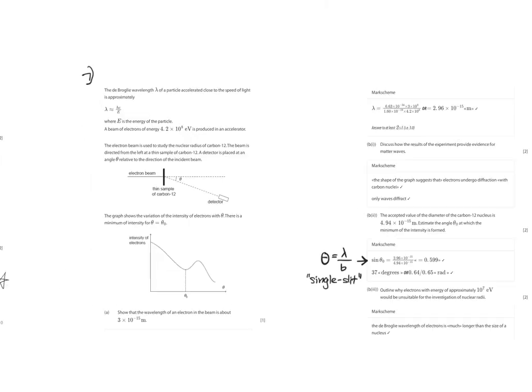Okay, let's move on. So here's number 7, talking about de Broglie wavelength, where the equation for de Broglie wavelength is given. And they take an electron beam and they shine the electron beam at a sample of carbon-12, and then find that based on the intensity of the electrons versus angle, there seems to be a dip.